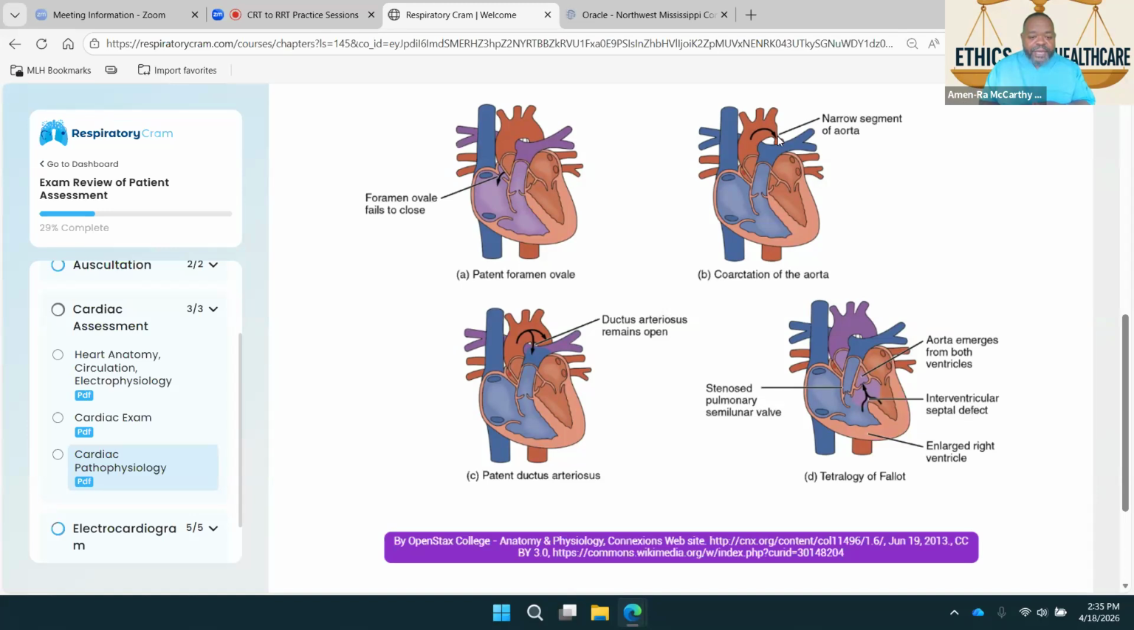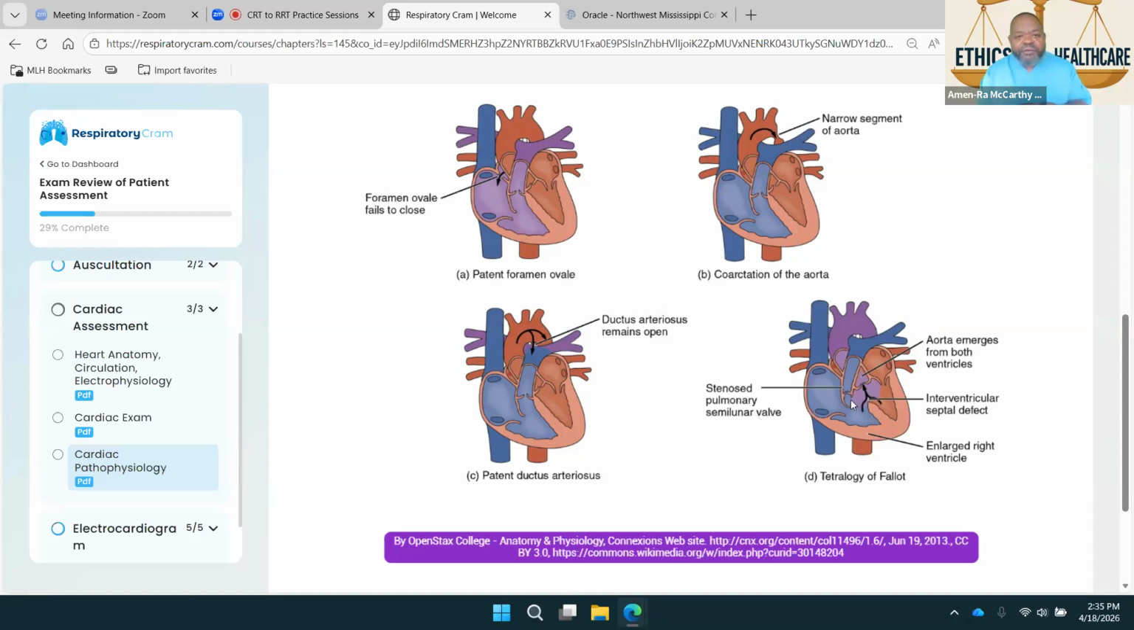And then patent ductus arteriosus, he says the ductus arteriosus remains open, right? So it always remains open. And then the tetralogy of Fallot or Fallot, people say it different ways. The aorta emerges from both ventricles, right? You have intraventricular septal defect. Look at that. Blood is mixing because there's a defect there or a hole. You have stenosed pulmonary semilunar valve.